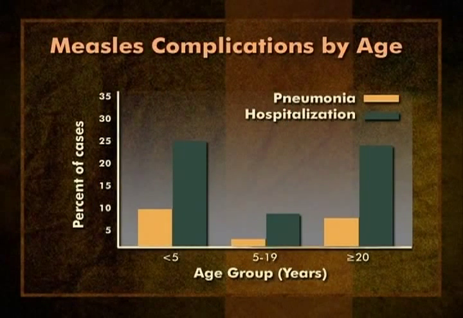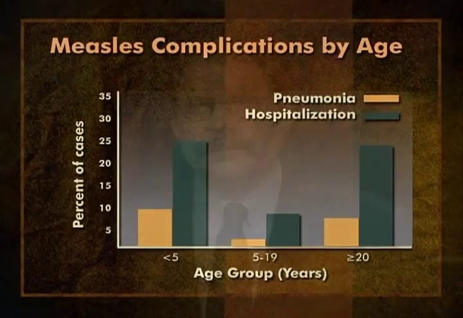Measles complications also vary by age, but there are two peaks, not just one. This graph shows by age the percentage of cases with pneumonia in the tan bar and hospitalization shown by the green bar. Preschool age is on the left, school age in the middle, and adults are shown on the right of the graph. Note there are two peaks with almost equal rates of complications: children younger than 5 and adults 20 and older. In summary, measles is an acute infectious disease with a fairly typical clinical presentation. Complications are fairly common and occur most often in young children and adults.